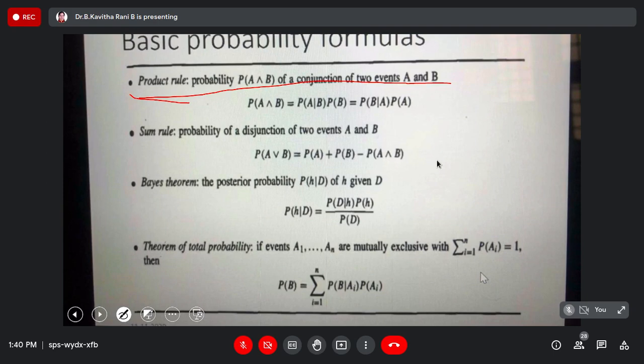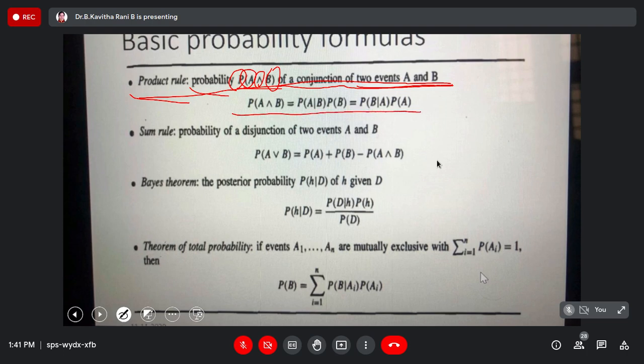The product rule is nothing but the probability P of A intersection B, of a conjunction of two events A and B. That is, the probability of A and B together, the probability of a conjunction of two events A and B occurring together. So for that purpose we will be using this formula.